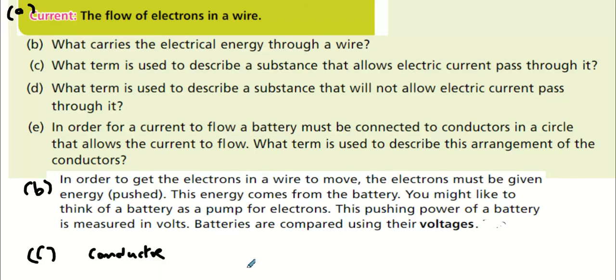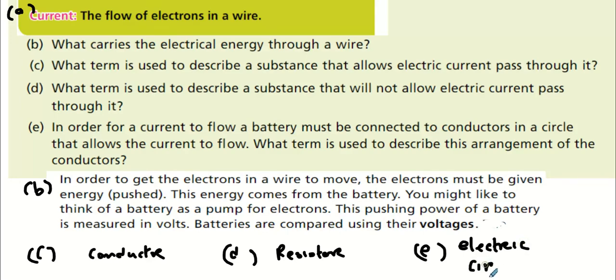Okay, conductor. D. What term is used to describe a substance that will not allow electric current to pass through it? A resistor. Okay. And E, in order for current to flow, a battery must be connected to conductors in a circle that allows current to flow. What term is used to describe this arrangement of conductors? An electronic circuit or electric circuit. Okay, and that's the answer for part E.